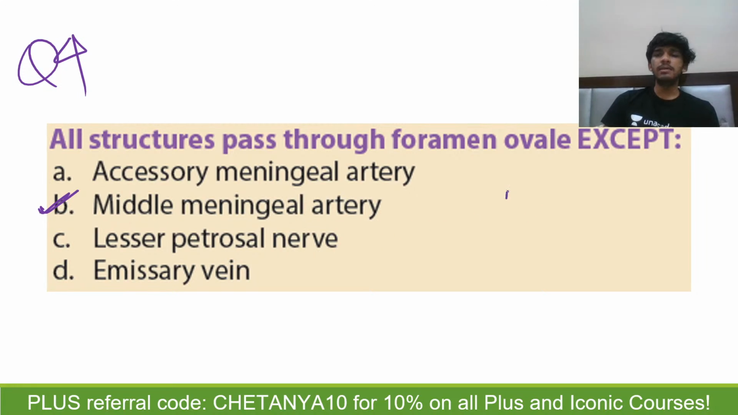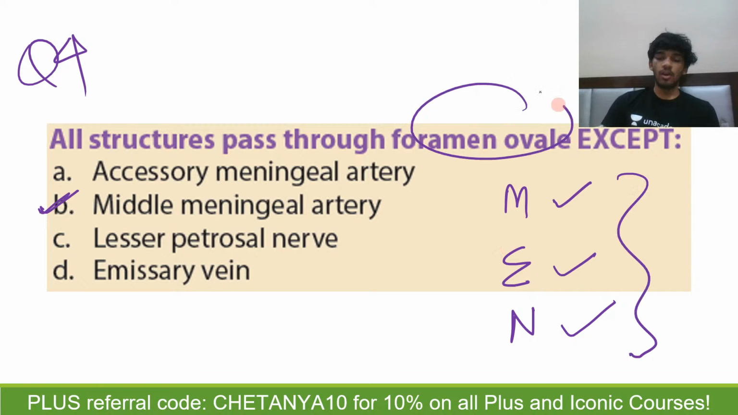Answer is B, where you will have your MEN, which is your middle meningeal artery, emissary vein, and the nervus spinosum. So these are contents of foramen spinosum. So they will not pass through the foramen ovale. They will not pass through foramen ovale. Answer is middle meningeal artery.